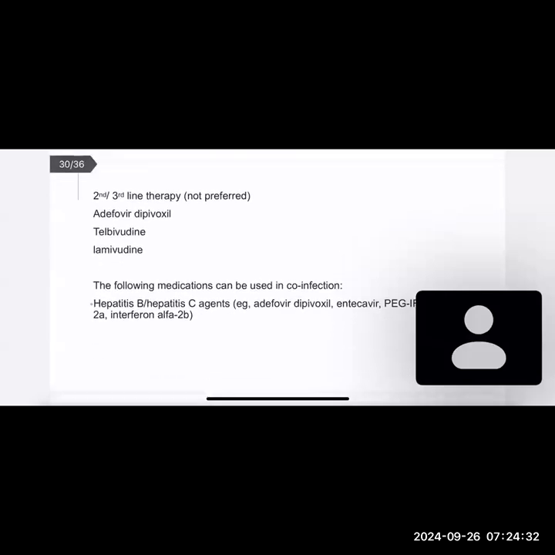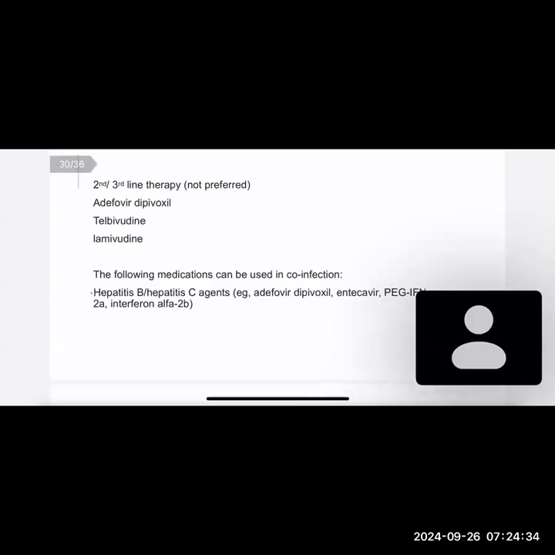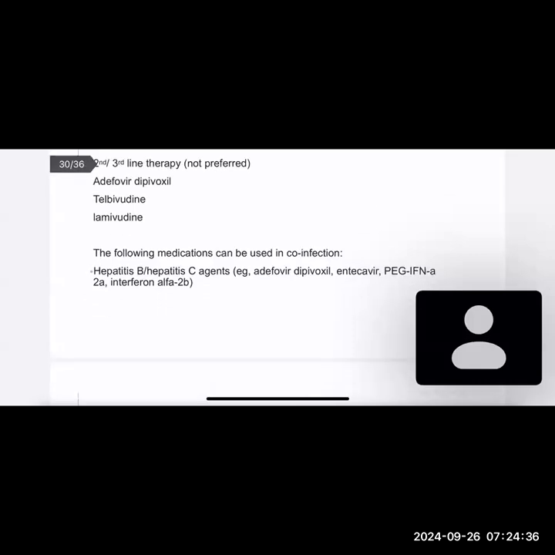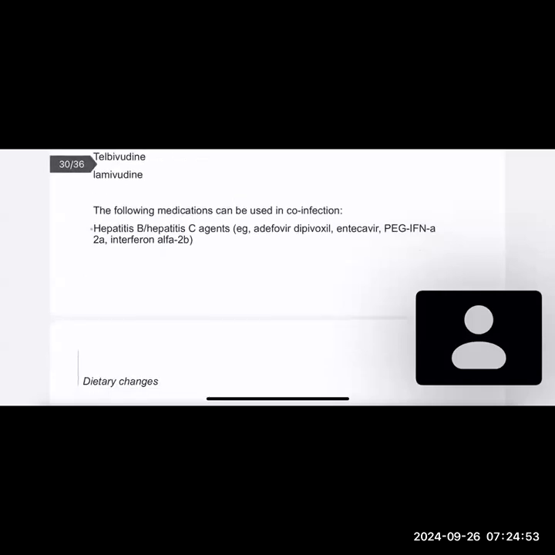The following medications can be used if we have a co-infection, because patients can actually have hepatitis B and C co-infection. Some can even have hepatitis B and HIV. And some of the drugs that we can use if there's a co-infection between B and C are adefovir, entecavir. We can use the pegylated interferon alpha 2A or the 2B agents.